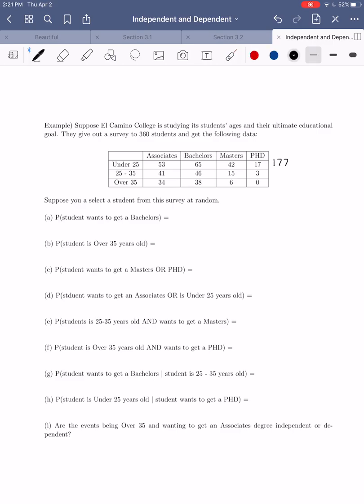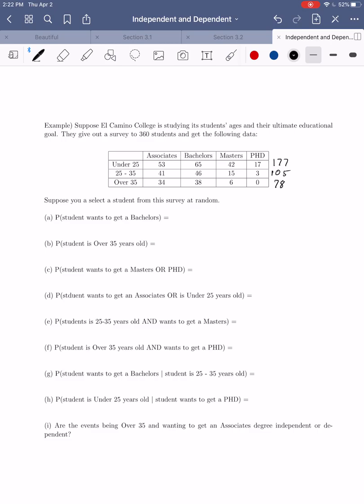So apparently there are 177 students who are under 25. Then 41, 46, 15, and 3. That's 105. And then 34, 38, 6, and 0. That's 78. So there were 78 students who were over 35.